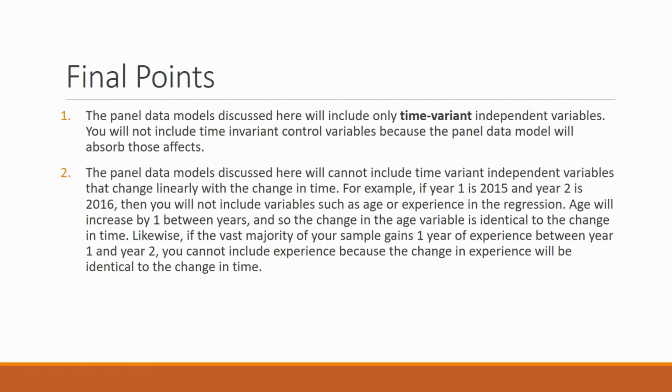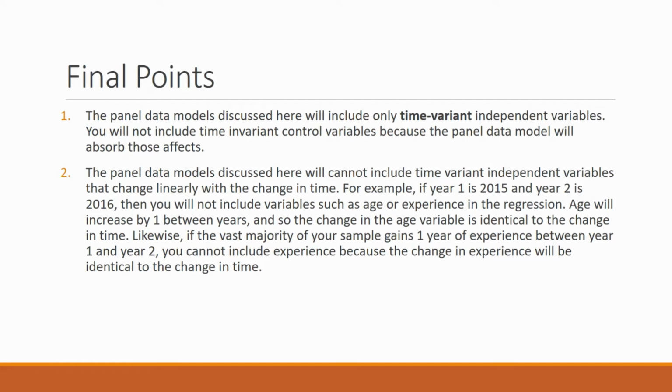So for example, let's just say that year 1 is 2015 and year 2 is 2016. All right, so we have 2 years of data, 2015, 2016. If you're going to run a fixed effects model, then you will not include variables such as age or experience in the regression. Age will increase by 1 between years. And so the change in the age variable is identical to the change in time.